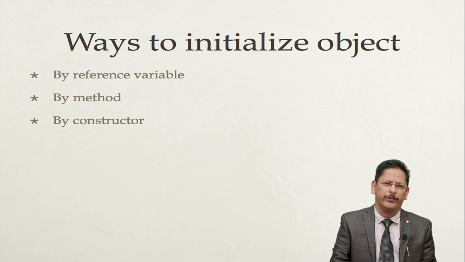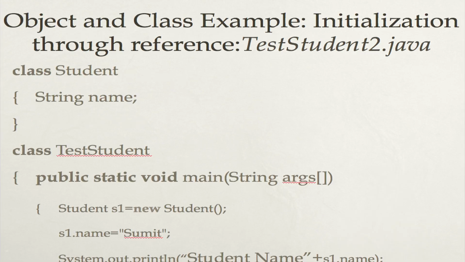Now see initialization by reference variable. This program shows how to initialize the variable of a class by using the reference variable. It is an object and class example. We have a Student class, and inside the Student class we have a name variable, String name. Then there is another class, TestStudent, which is the second class, where we have public static void main String args.